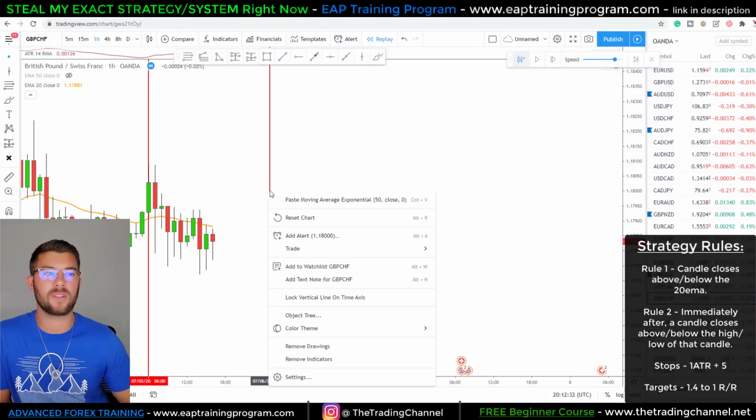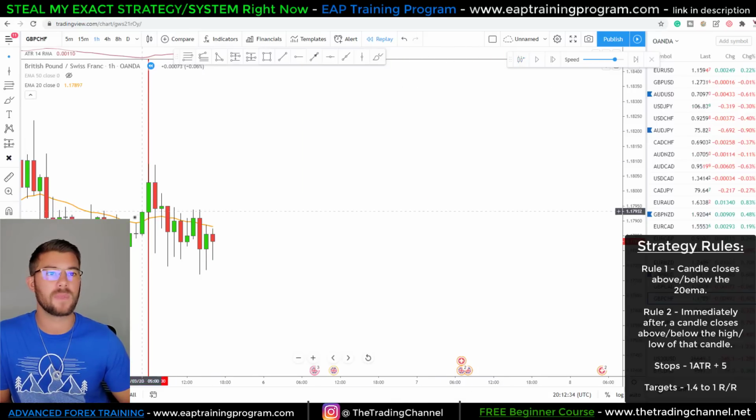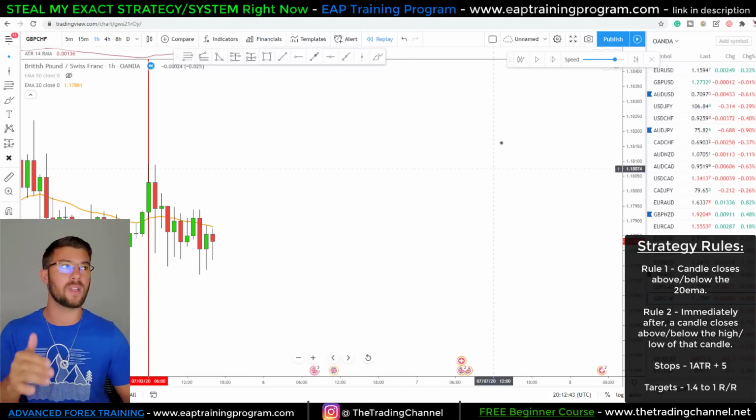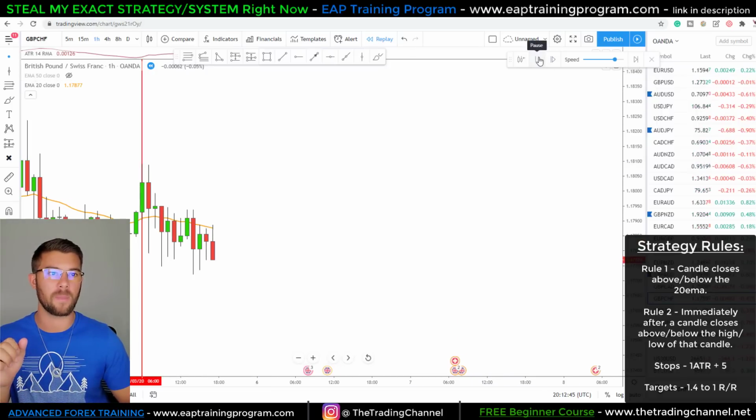This candle would have been another situation where we have a close below the 20 EMA on this red candle, but nothing below that. We have a close above right here, but nothing above that. That's the last time I'm going to go over that. You should, at this point, know what we're looking for.